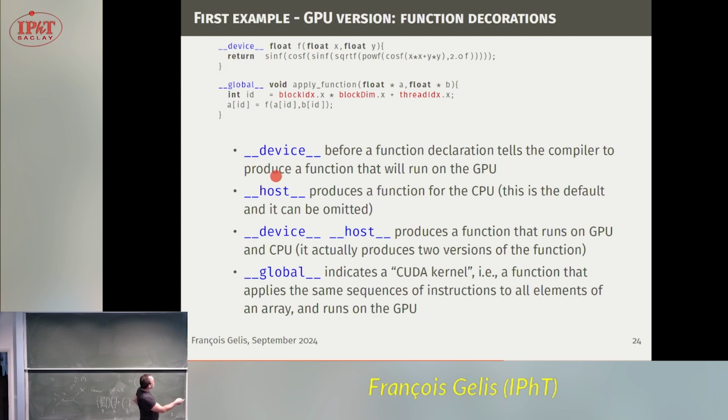Besides device, you have another possibility, which is host, which will produce the function that runs on the host computer. You don't need to put that explicitly, the host, because this is the default if you don't put anything. And then you could have both at the same time, device host before the function name. And this will tell the compiler that you want both. You want a function named f in this case, and you want the two versions of the binary. You want the binary that will execute on the host and the binary that will execute on the GPU.